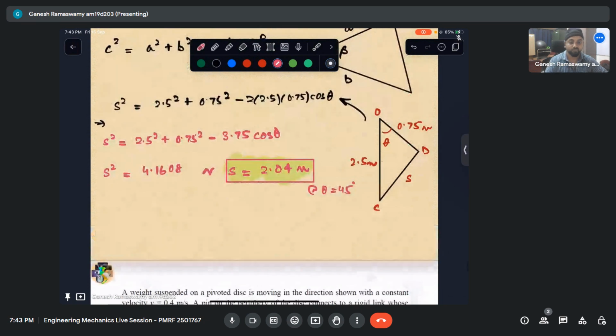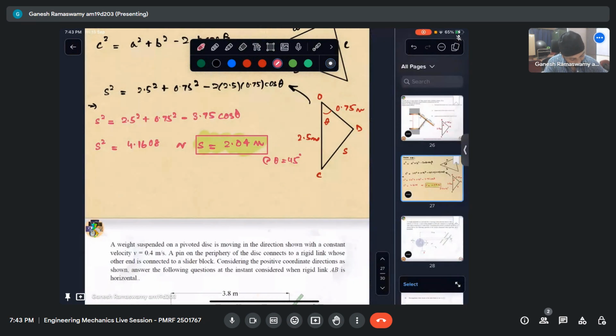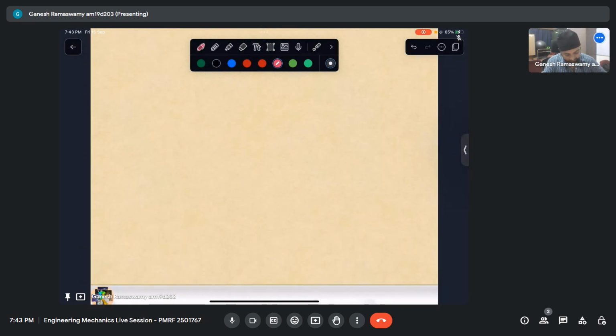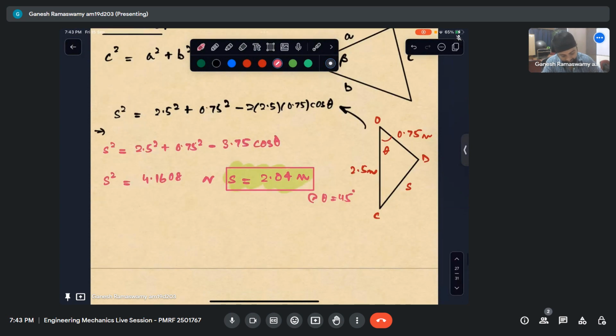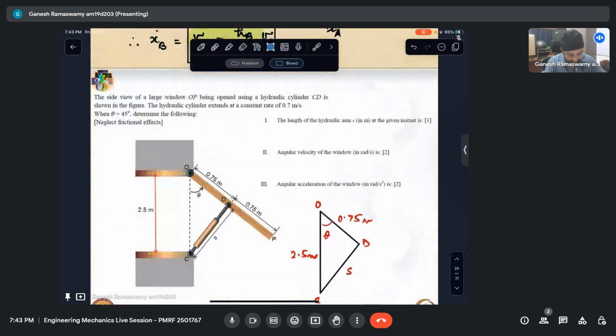So once I have this, what else is asked in the question? It is asked the angular velocity of the window. So what is the angular velocity of the window? We can see that about this pivot, it is rotating with this angle theta. So theta dot is my angular velocity of the window. Similarly, theta double dot is angular acceleration. So we have to differentiate it twice. So let us go ahead and do that.